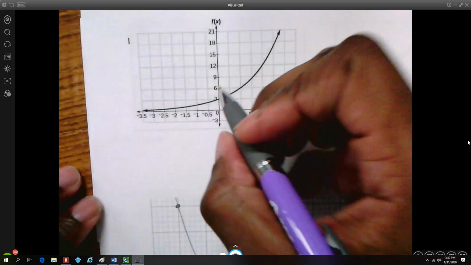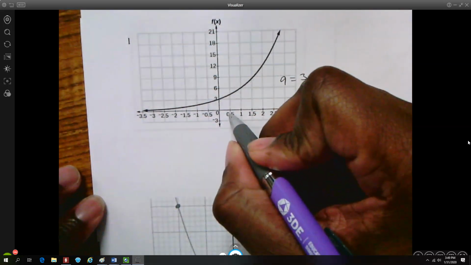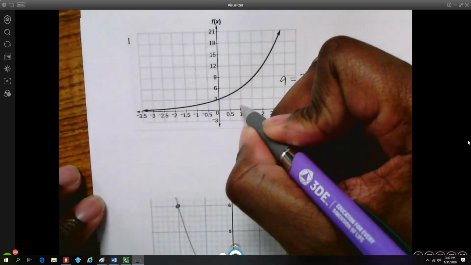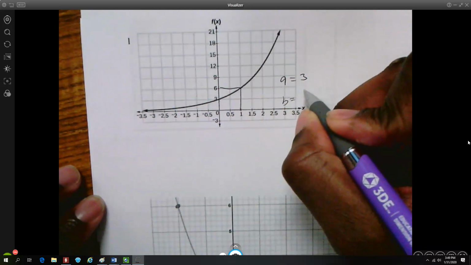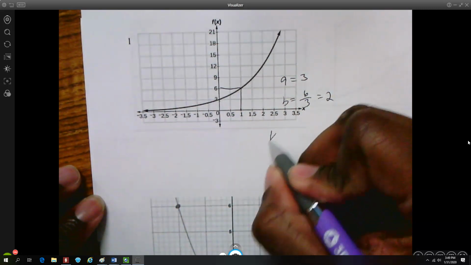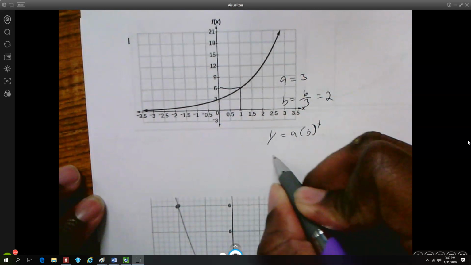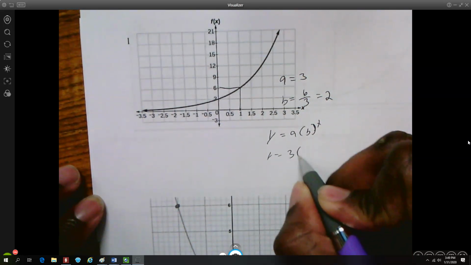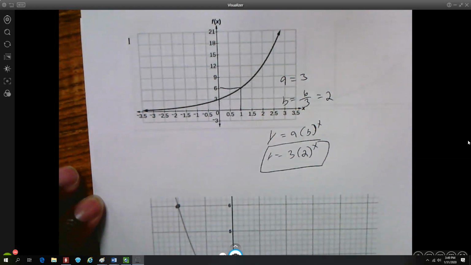All right, if you tried it, you should have seen the a in this picture had to be 3. And this is counted by 0.5, so at 1, the output is 6. So the b value is going to be 6 divided by 3, which is 2. So that equation should be y equals 3 times 2 raised to the x power. And that would be the equation for that graph.